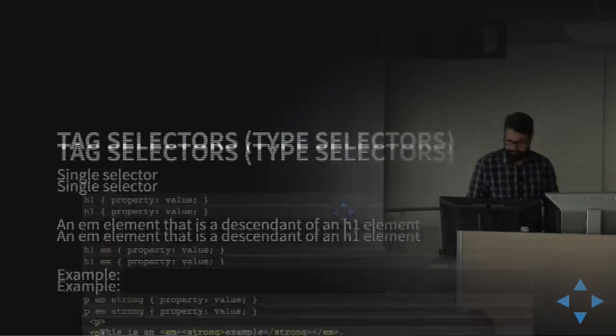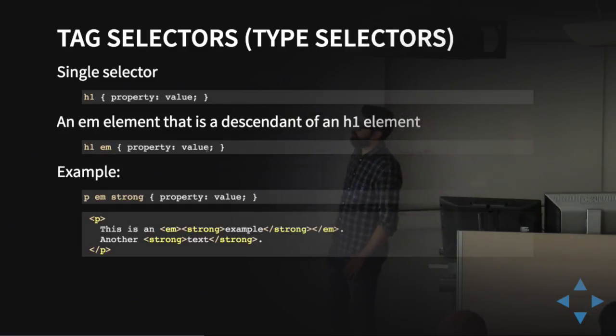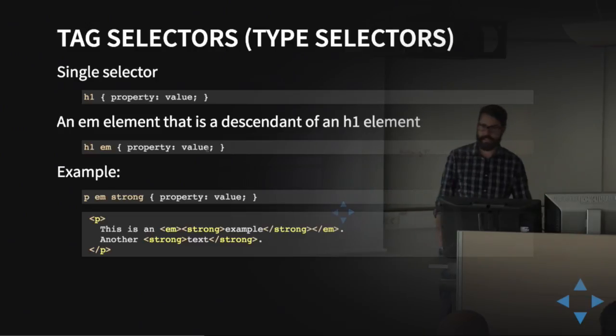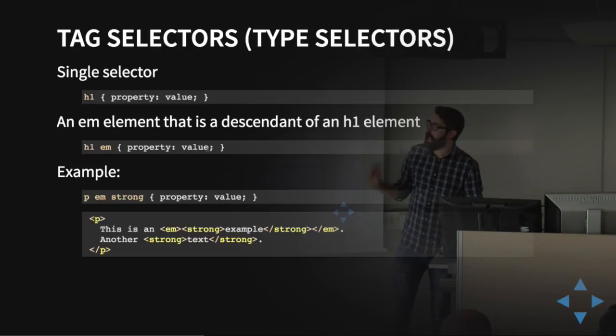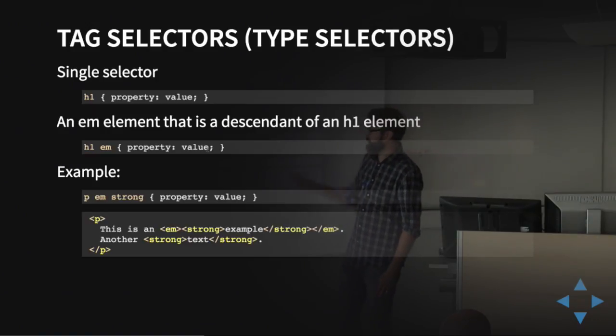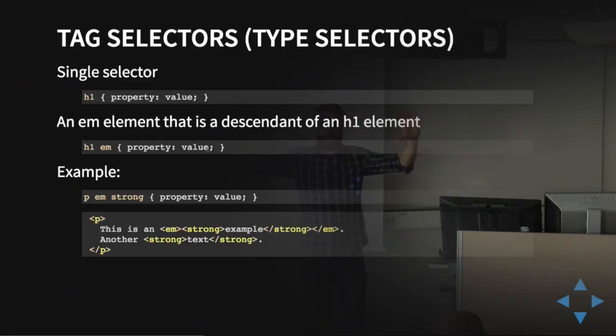Okay, examples. The tag selectors. Easiest one, just select all H1s on the page. That's the easy part. You will not have any problem with this one, I tell you. This one is a little bit more tricky. It says select all EM elements that are descendants of H1 elements, so are inside of another element. So you have an H1, and inside of the H1 there is an EM element, and that EM element will be selected.